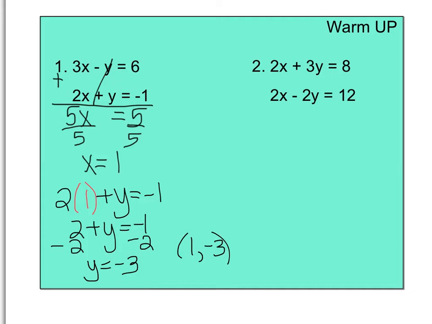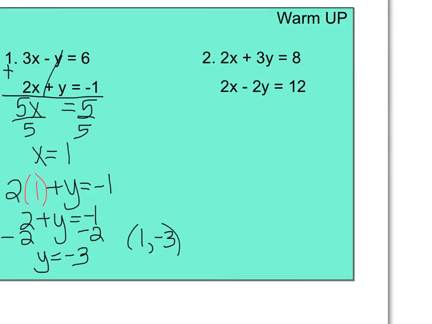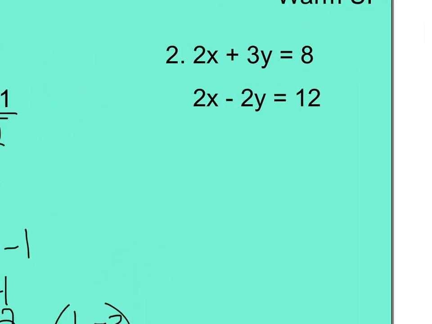Looking at number 2, again, it is set up for elimination, but we don't have any opposites. So I'm looking for numbers that are the same, and that happens to be my x's. They're both a 2. So I'm going to change the signs on the second equation. So that becomes a negative 2x, a positive 2y, and a negative 12. And now I'm able to add them together.